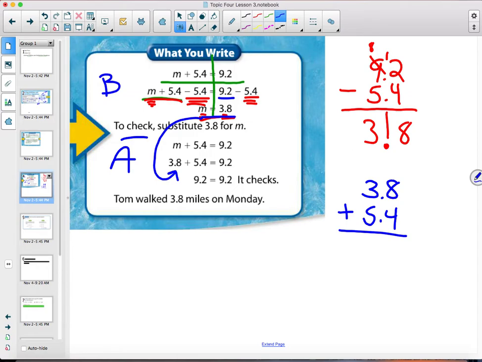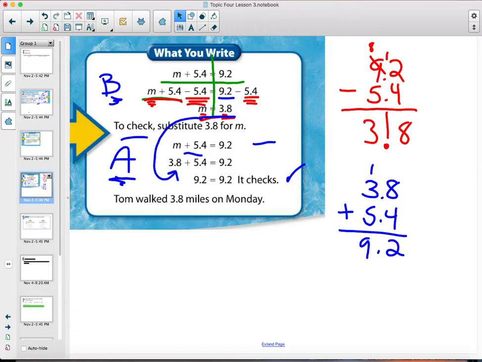So when I check it, I have 8 plus 4 is 12. Regroup, I can bring down my decimal point. 1 plus 3 is 4, plus 5 is 9. It checks. This is an A student. This is the B student. An A student takes it one more step and checks it. That's the difference. And when you do subtraction, it is very important that you do the check step, because subtraction is usually when we make our careless mistakes.